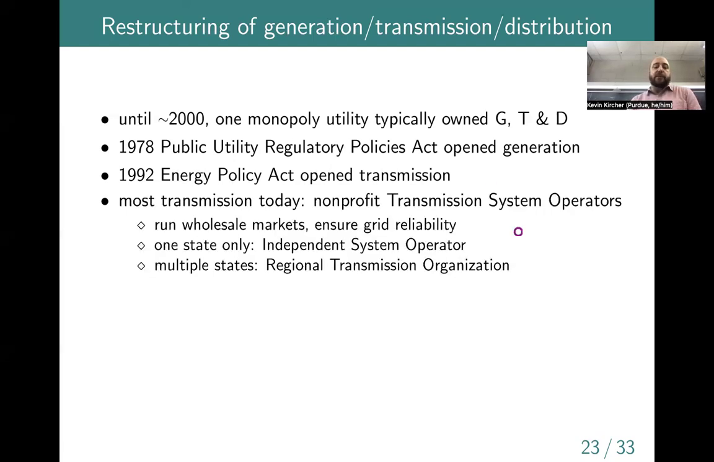Today, most high voltage transmission in the US is run by nonprofits called TSOs, transmission system operators. They run wholesale electric markets where generators can offer power, and utilities can say, I need this much power. They do a clearing process to match supply and demand in a market. They're also charged with ensuring reliability of electricity supply. A TSO is often called an ISO if it only operates in one state, and if it operates in multiple states, typically we would call it an RTO, a regional transmission organization.